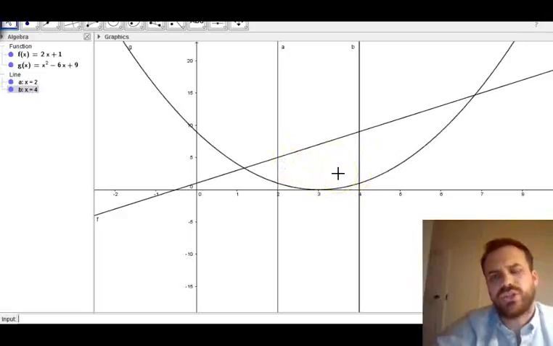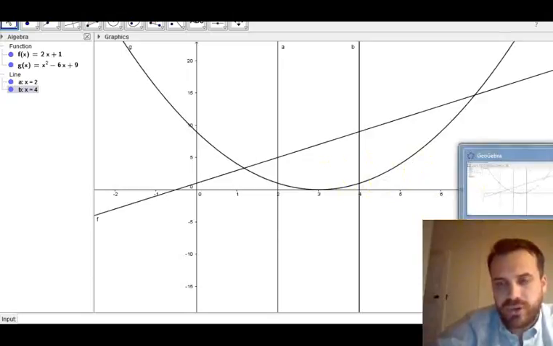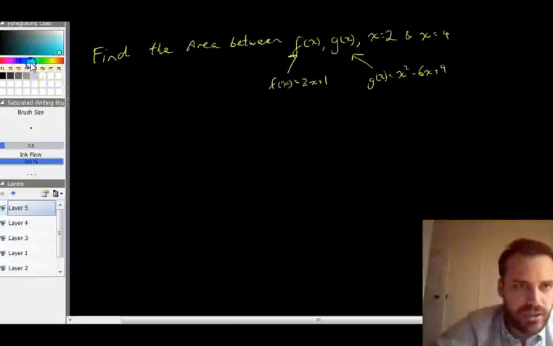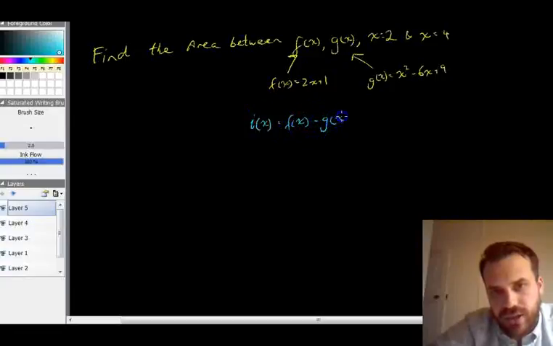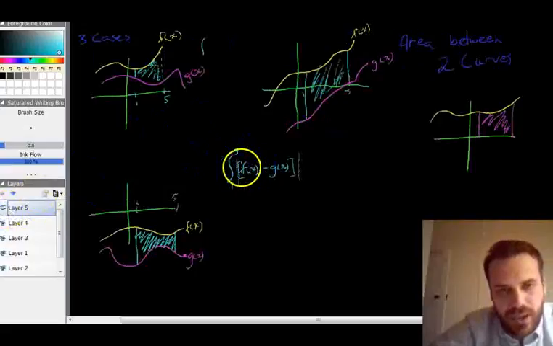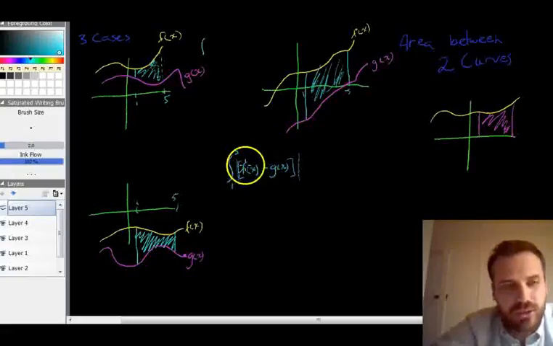Now, the way that we do that, I'll show you graphically before I start actually doing the maths. What we do is create a new function, which I guess I'll call I of x. And I of x is simply one of these functions minus the other one of those functions. So I of x equals f of x minus g of x. You'll recall this from our last picture here, where when we find the integral, we find the integral of f of x minus g of x. I'm just doing this step now and calling it I of x.